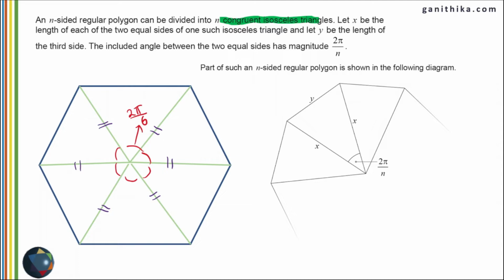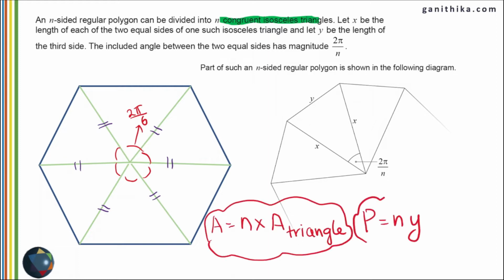So this is the condition that we have now, and we know that we are going to deal with the area of the polygon and perimeter of the polygon. So let's make a quick note of what the area is going to be and what the perimeter is going to be. A is going to be n times the area of each of these triangles.